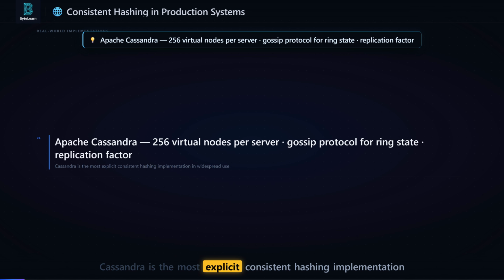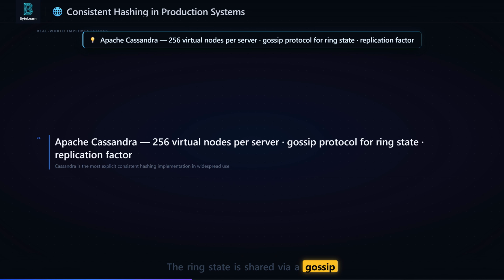Cassandra is the most explicit consistent hashing implementation in widespread use. Each physical server gets 256 virtual nodes, called tokens, distributed across the ring. The ring state is shared via a gossip protocol. Every second, each node exchanges ring state with 3 random peers. Within seconds, all nodes have a consistent view of the ring. Replication factor, the number of consecutive clockwise nodes that hold each key, is configurable per table. Instagram uses Cassandra at over a billion rows per table on this architecture.